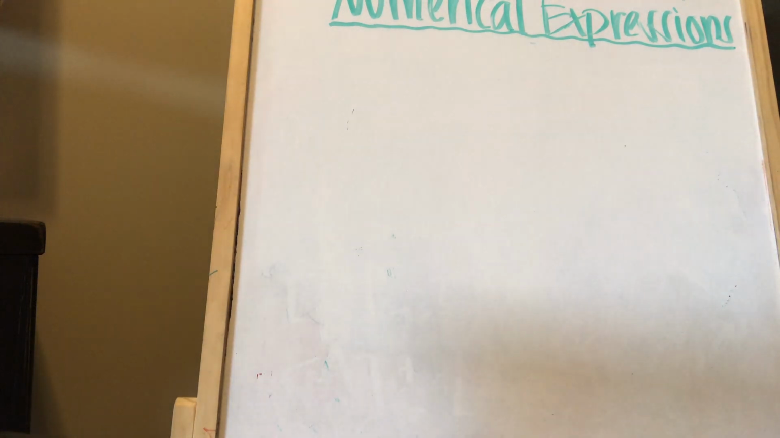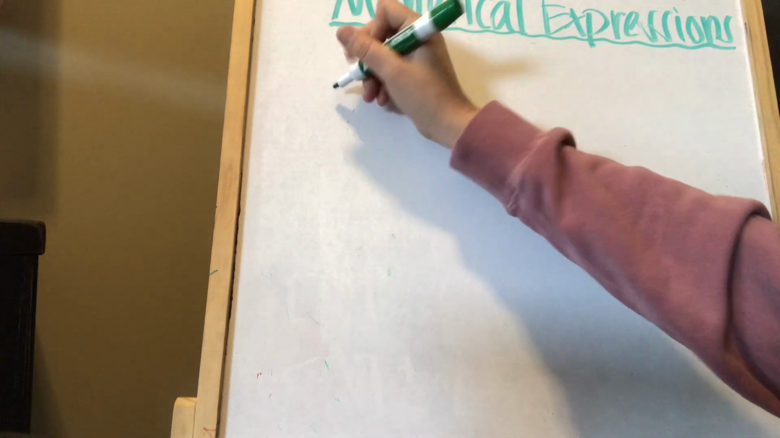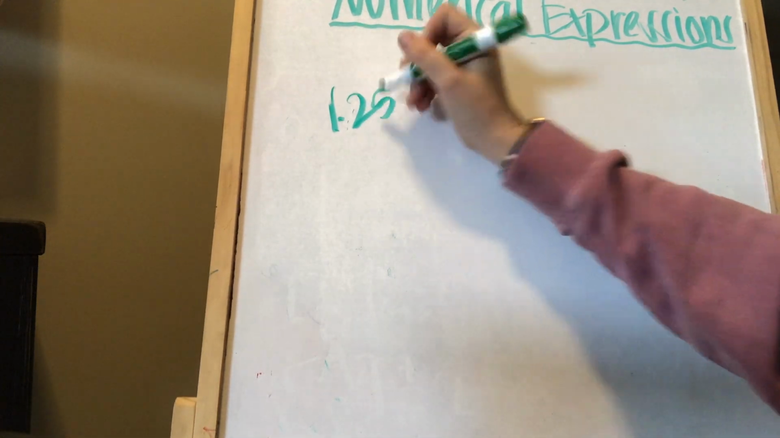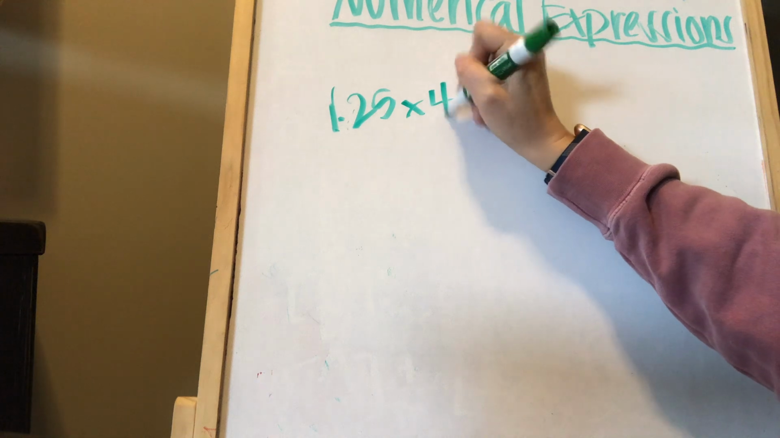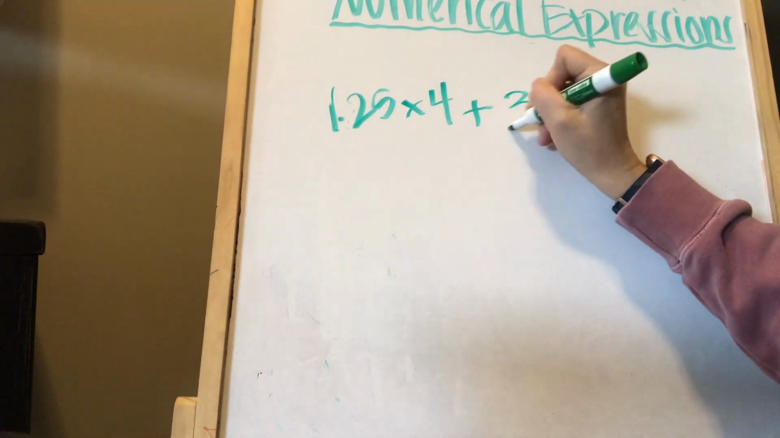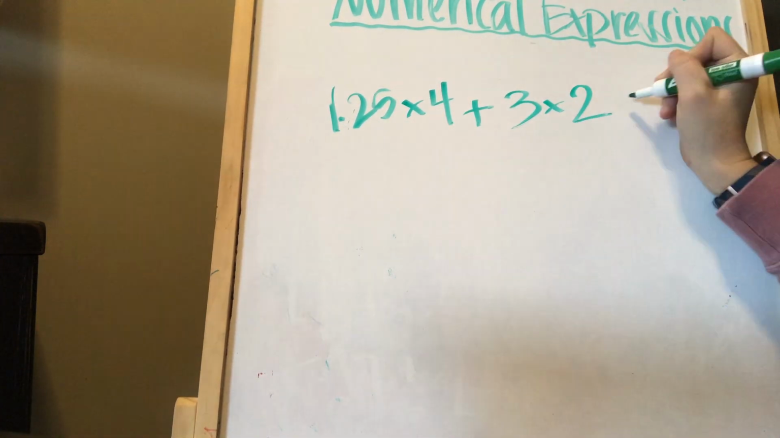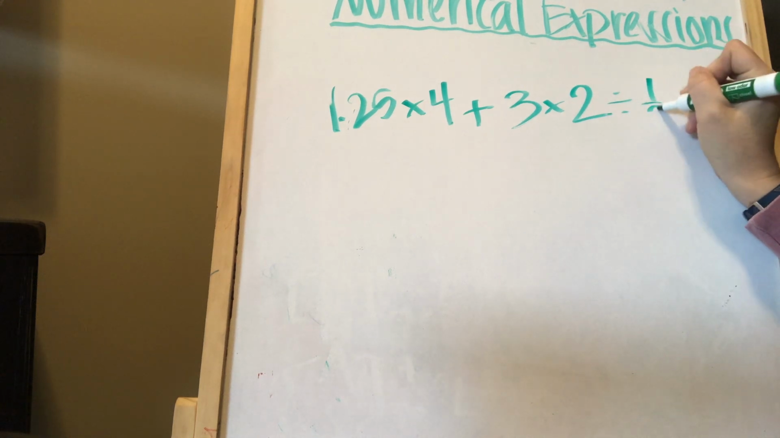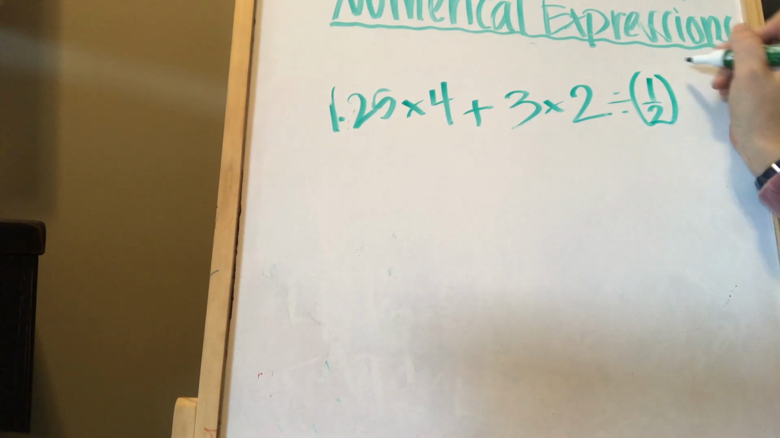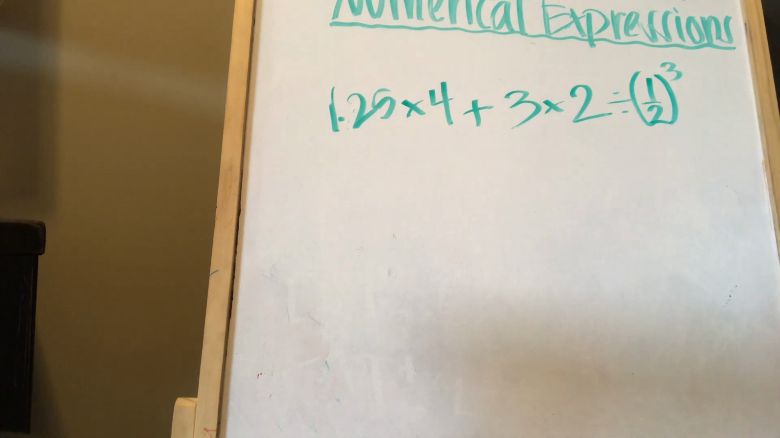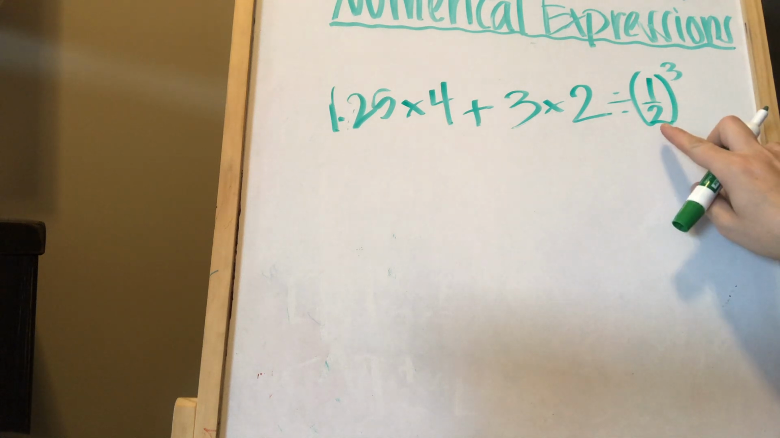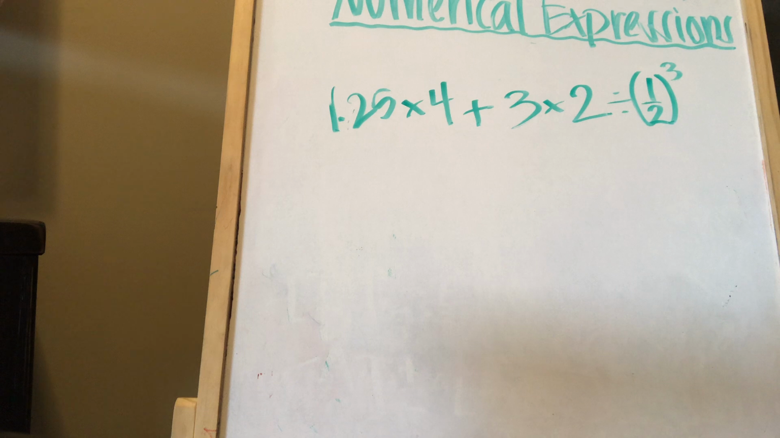All right, let's take a look at a little bit harder one. Let's go 1.25 times 4 plus 3 times 2 divided by (1/2) cubed. In this case, they're putting parentheses around this 1/2 to simply show that it is going to be to the third power. Occasionally you're going to see parentheses put around something just to show what exactly it is. You might see it for negative numbers as well.